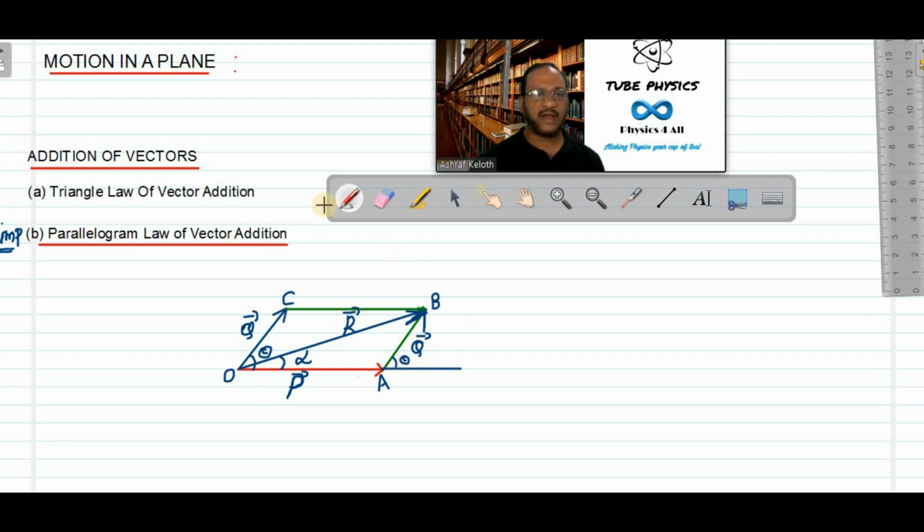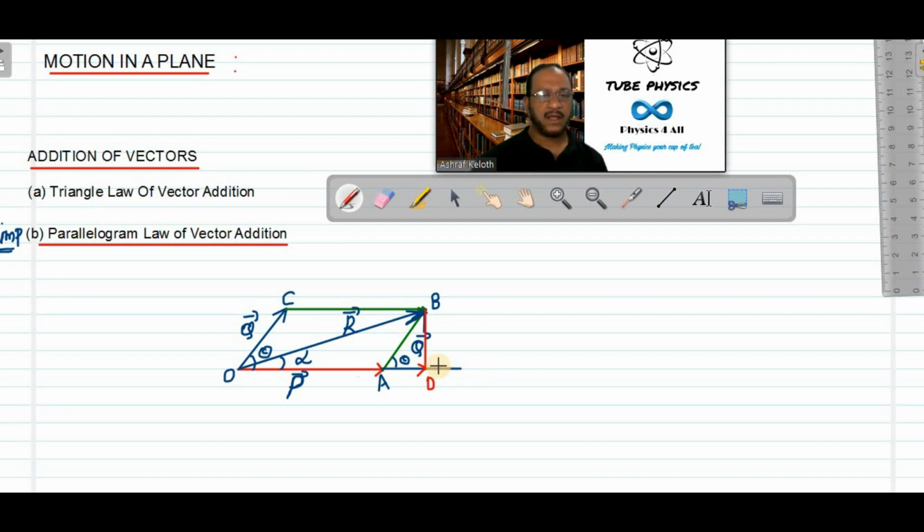Now I am dropping a normal from the point B towards the horizontal line, this one, and this point I am marking as D. This I am taking as point D.